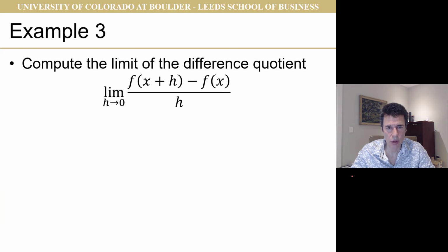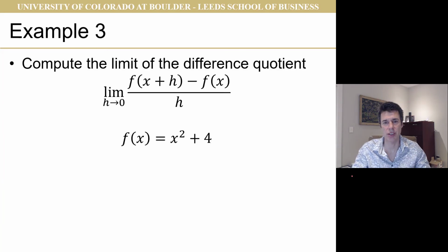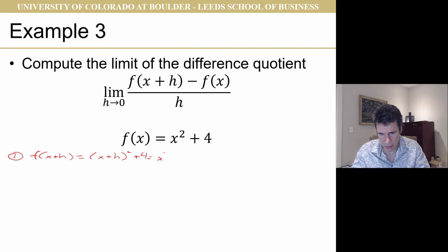Okay, let's do one more example where we've got a quadratic equation here. So we're going to compute the limit of the difference quotient, where f of x is x squared plus 4, and we're not going to bother with the a here, we're just going to find it for any x. So again, same process. Step 1, we want to find f of x plus h. This is going to be a little bit less pleasant. X plus h squared plus 4. I guess we should multiply that out. So we get x squared plus 2xh plus h squared plus 4.